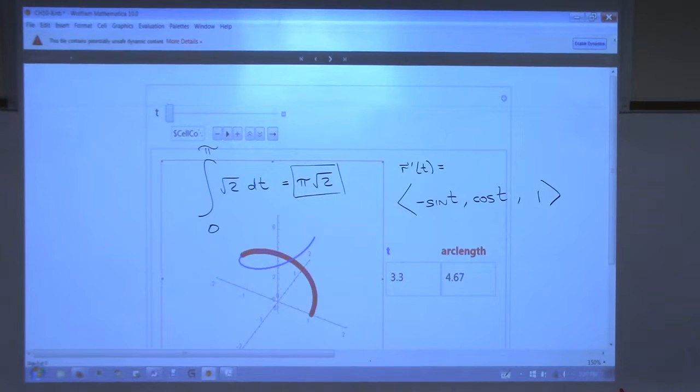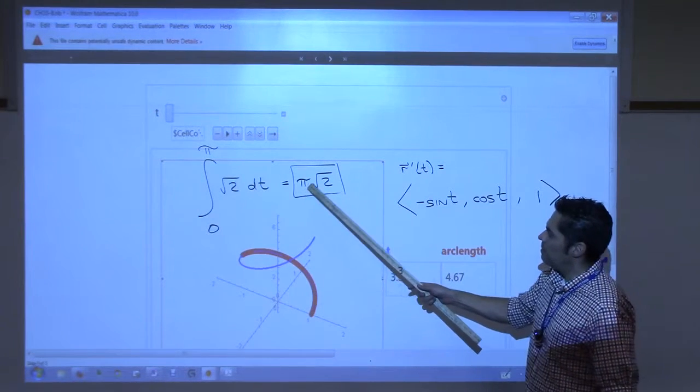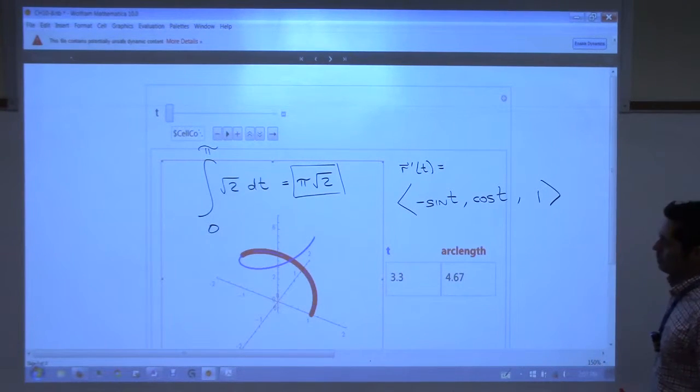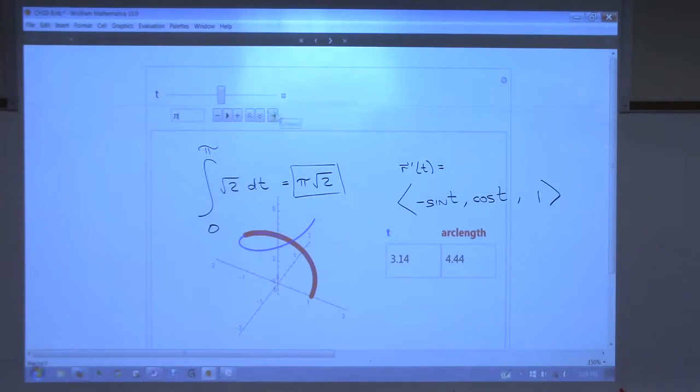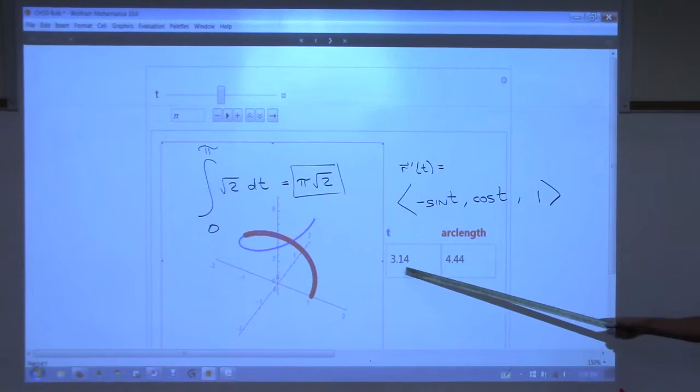Okay, so someone on their calculator, what's pi times root 2? Just verify for me. What's pi times root 2? 4.4? Really? Oh, it didn't take the pi. Okay. Why didn't it take pi? That's weird. Oh, I didn't enable dynamics. That's why. There we go. 3.14, 4.44.